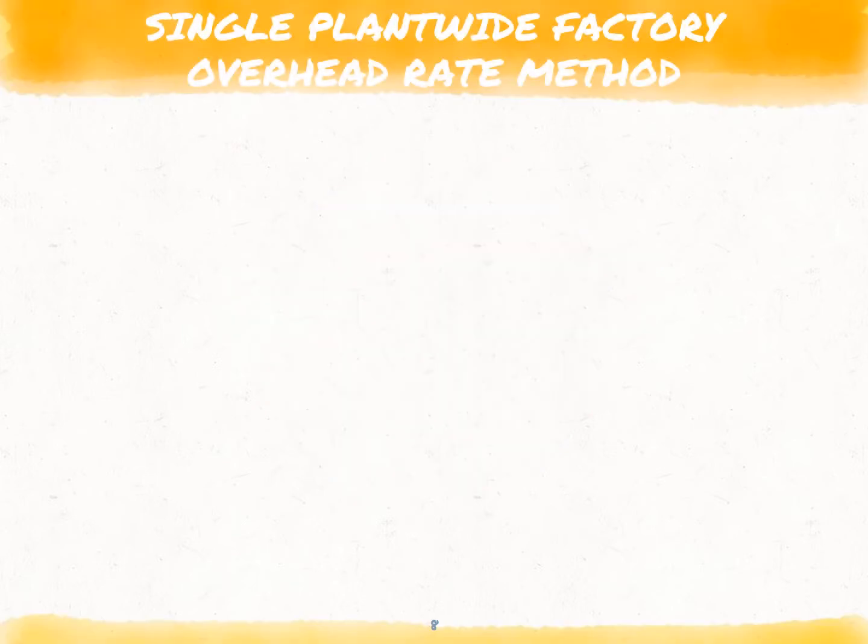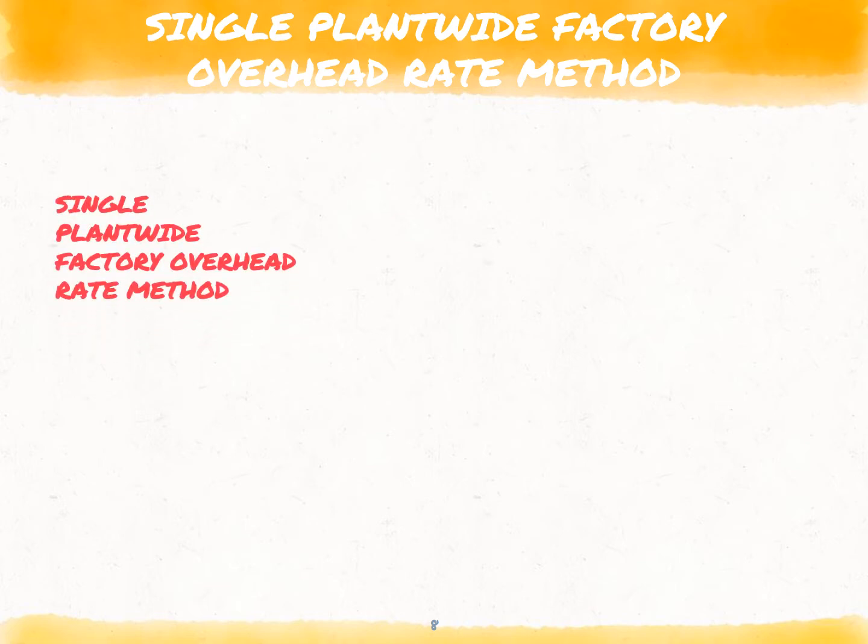First up is the single plant-wide factory overhead rate method. A company may use a predetermined factory overhead rate to allocate factory overhead costs to products. Under the single plant-wide factory overhead rate method, factory overhead costs are allocated to products using only one rate.